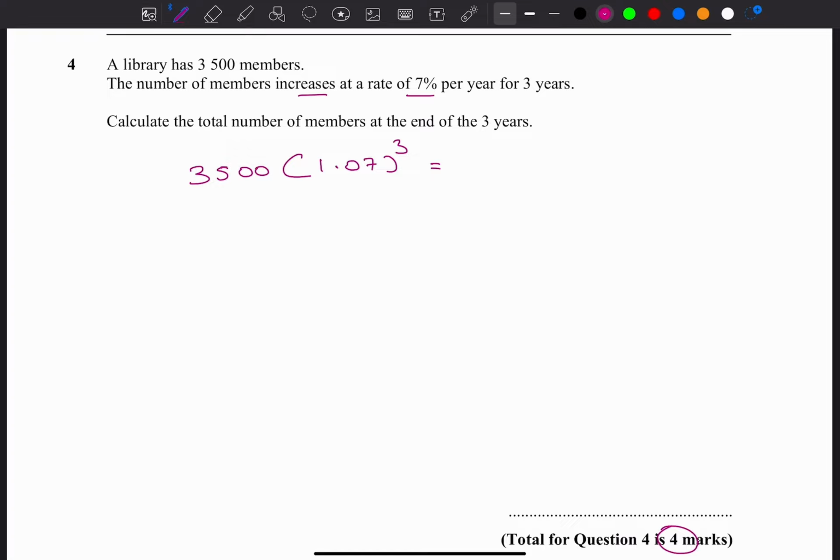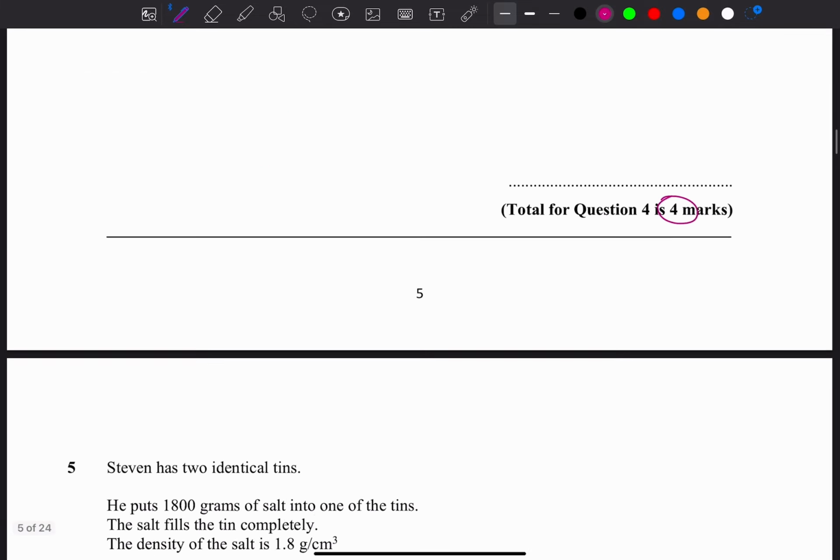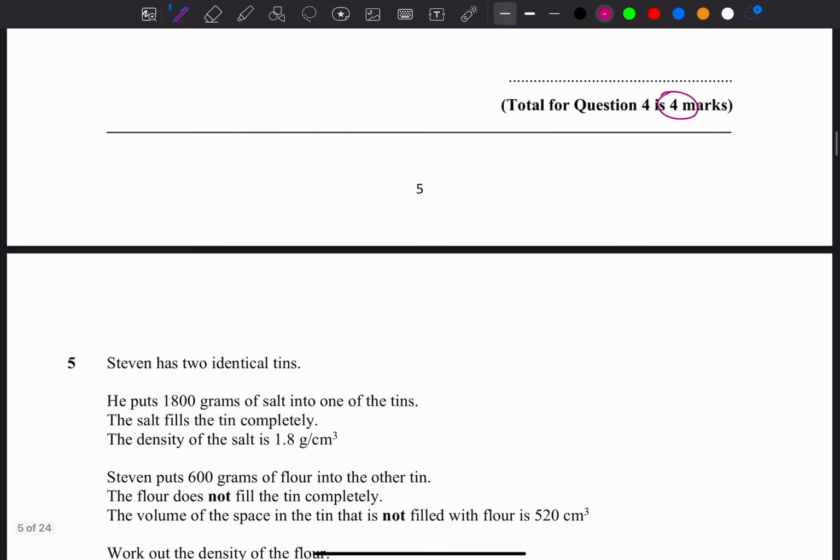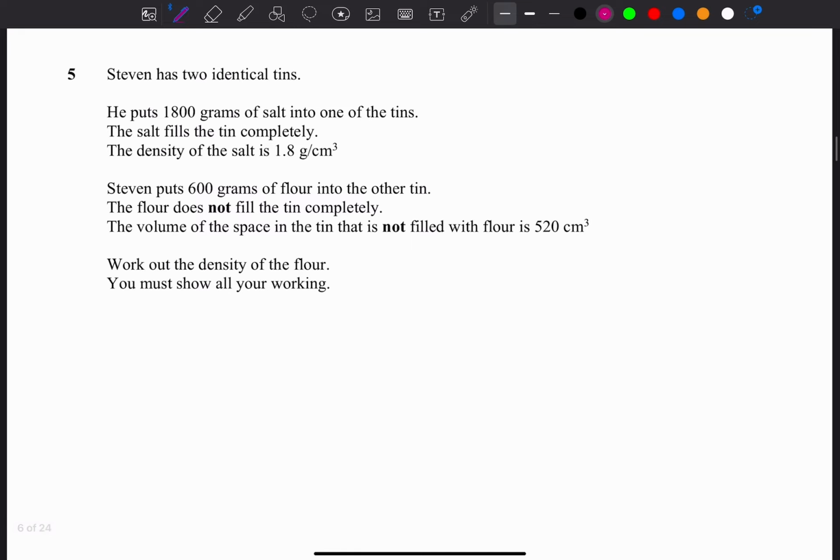It's 4,287.65. But there were a number of members. That means it's a whole number. So what would this whole number be then? We will just round it down. Okay, 4,287. Next one. You can round it up as well. It's not that big of an issue.